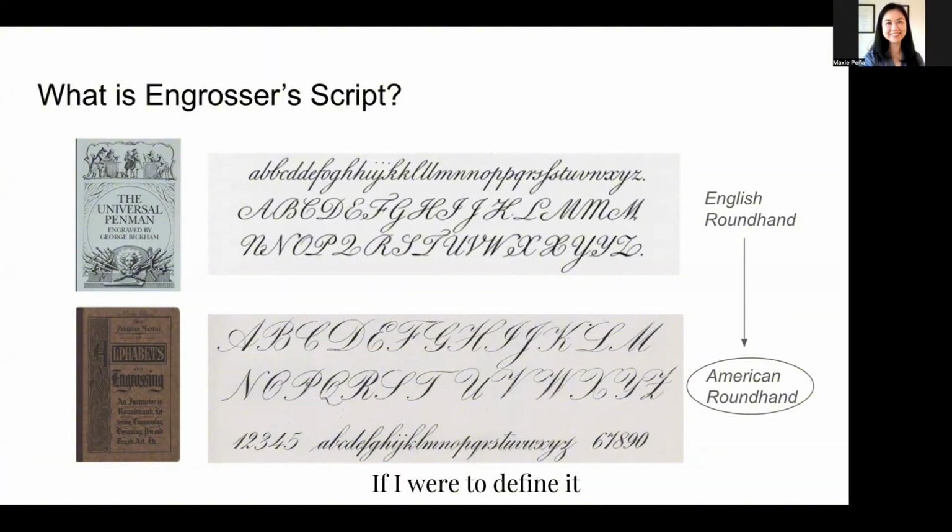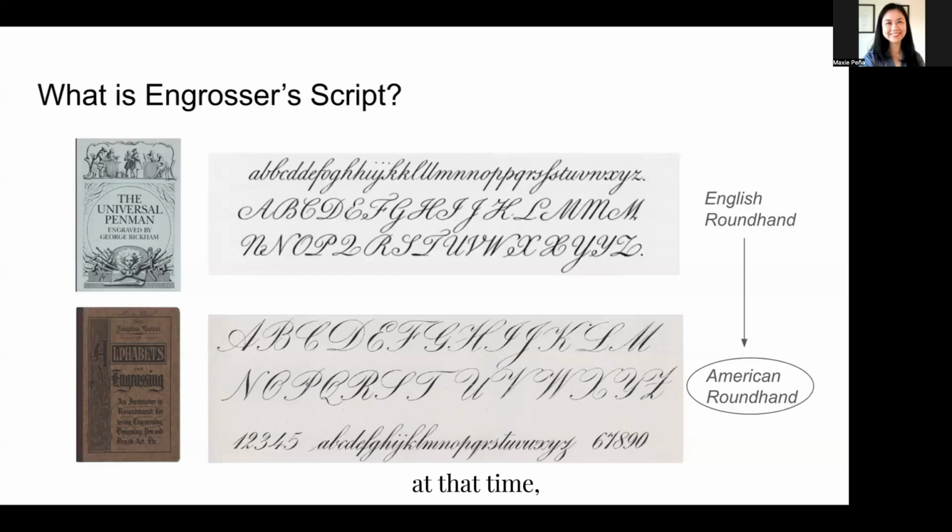If I were to define it, I would say Engrosser script is a roundhand script executed with a pointed metal nib inserted into an oblique pen. I have slides about oblique pens later that we'll go over. So Engrosser script's parent script is the English roundhand, which was popular in the 1600s, 1700s. Engrosser script was developed 200 years later in the USA, so about late 1800s, early 1900s.